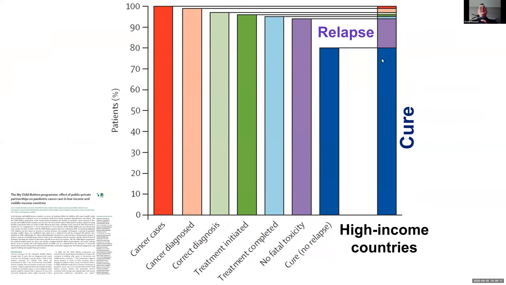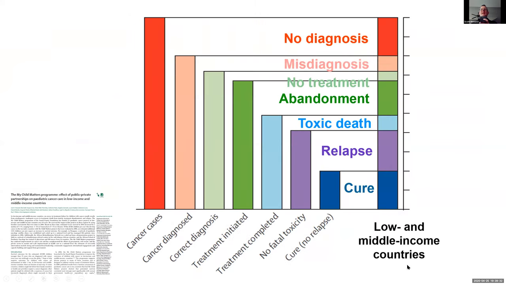So the main problem here is relapse in the high-income countries, and you see that if 80% of people with ALL are cured, 15% relapse, and 5% have every other problem. If we contrast that, though, in low- and middle-income countries, all of these other problems are so much more common, where a fifth of people don't even get a diagnosis, misdiagnosis, abandonment or no treatment, toxic death. So relapse is a problem, yes, but it's not the main problem.